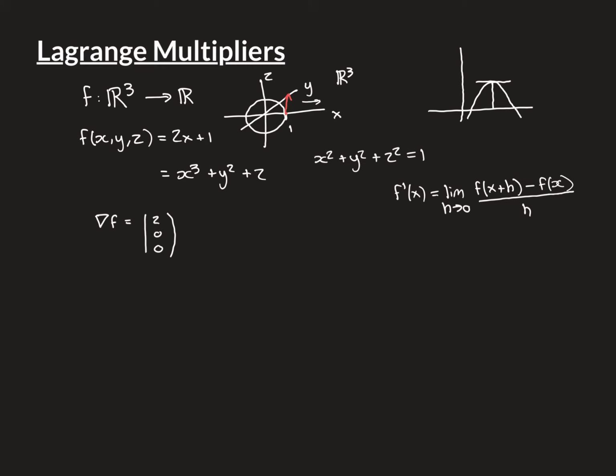Now, how do we find the directional derivative in the direction of a vector? If we take some unit vector, I'll put a hat on it because it's a unit vector, and underline it to show that it's a vector, with components ux, uy, uz, then to find the directional derivative in that direction, we just dot product the gradient vector with this.